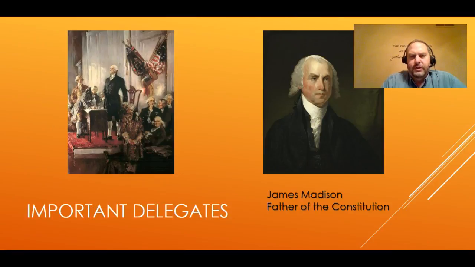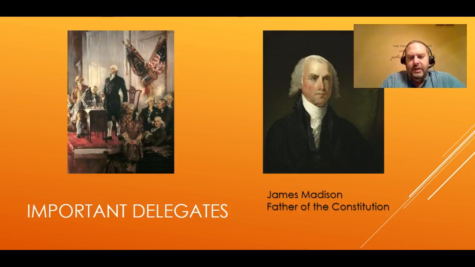These are some of the important delegates that were at the Constitutional Convention. On the left is George Washington. He was the president of the Constitutional Convention. He didn't contribute a lot of ideas, but it was important for him to be there because he was a very respected person in the United States. He had helped the country win its independence in the American Revolution.